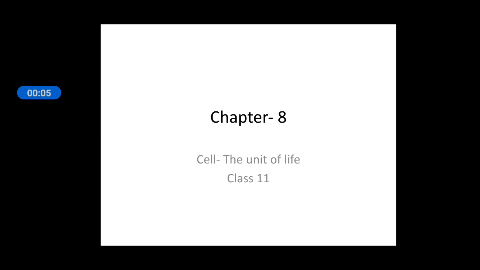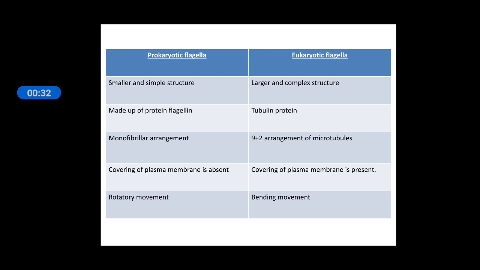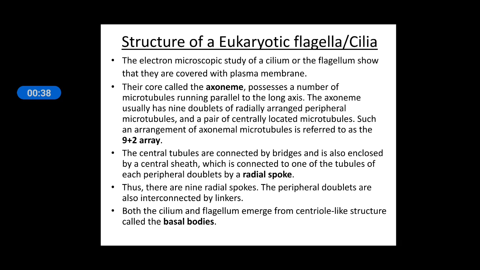In the previous lectures we have discussed prokaryotic cells, eukaryotic cells, and different cell organelles present in the eukaryotic cell: single membrane bound structures and double membrane bound structures. In the very last lecture we were discussing cilia and flagella. You have seen the basics about cilia and flagella, and the differences between prokaryotic flagella and eukaryotic flagella. So now we will discuss the structure of a eukaryotic cilia or flagella.